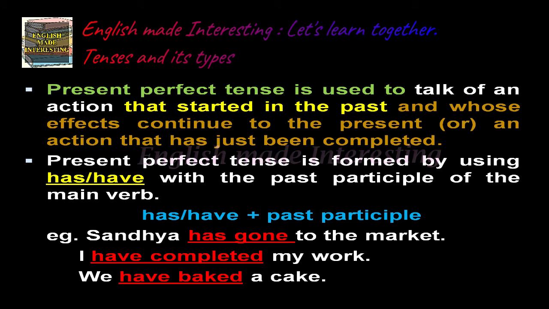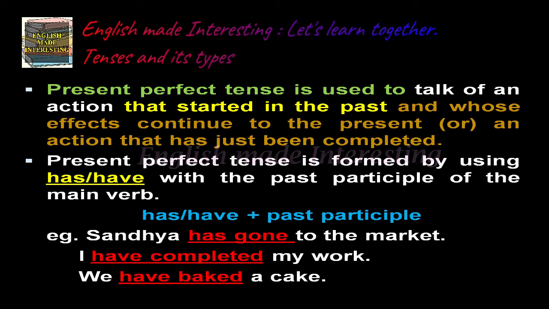Present perfect tense is used to talk of an action that started in the past and whose effects continue to the present, or in other words, an action that has just been completed. I'll repeat, present perfect tense is used to talk of an action that started in the past and whose effects continue to the present, or in other words, an action that has just been completed.